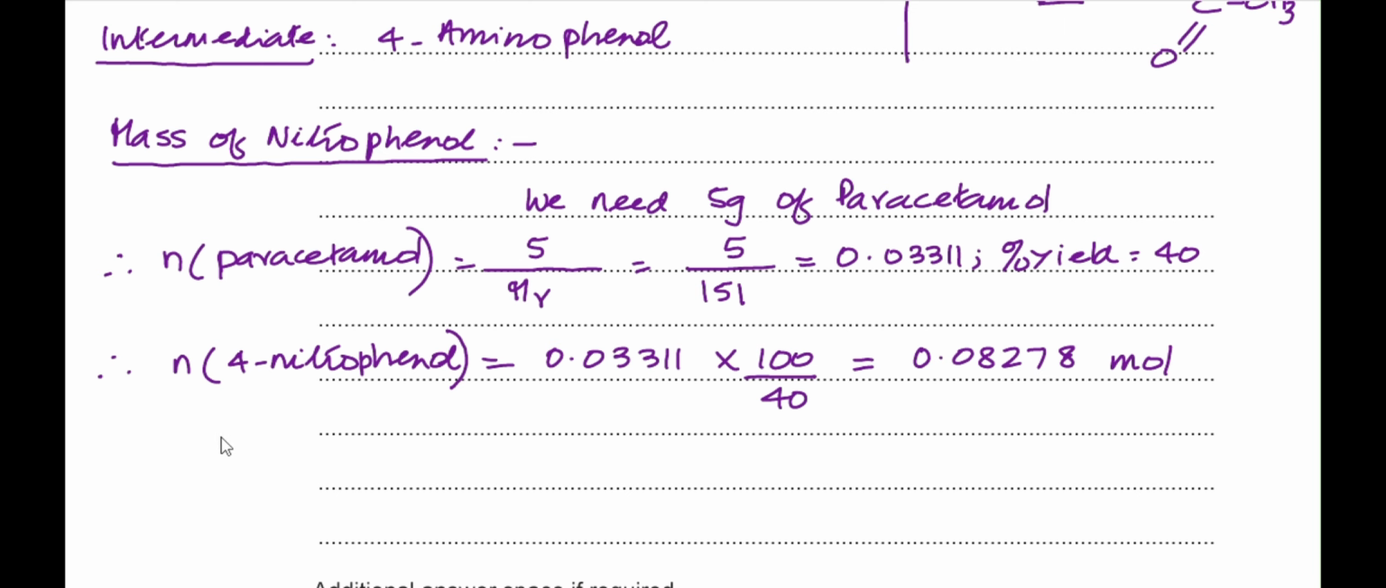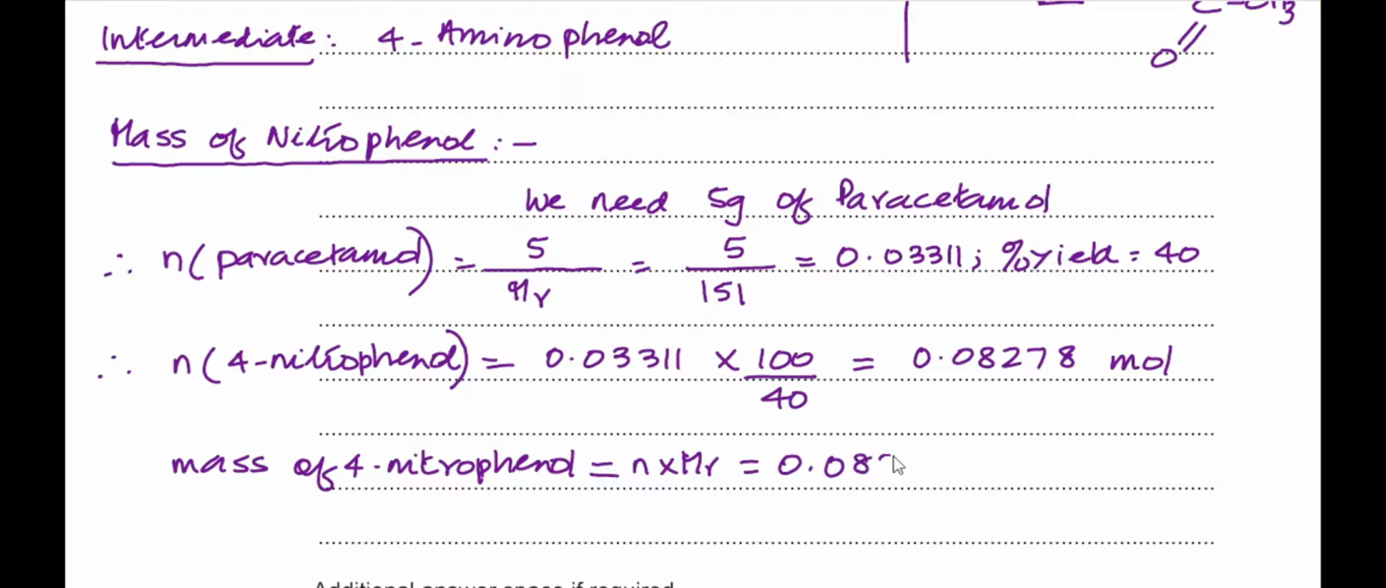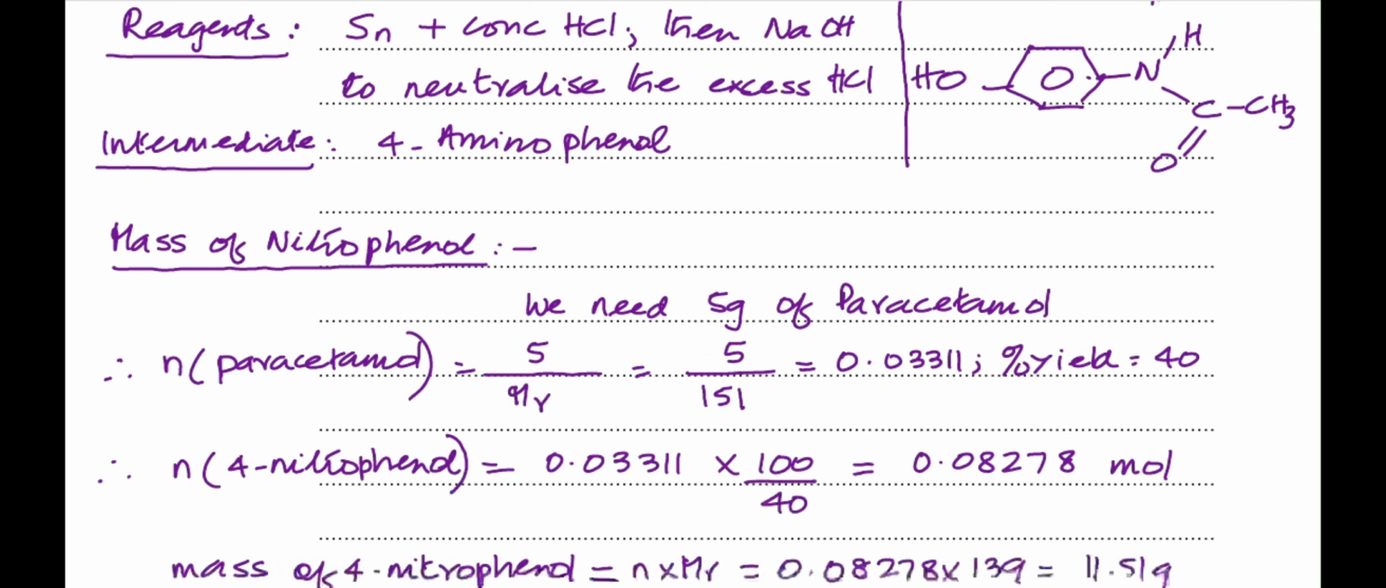Now let's convert that into mass. Therefore, mass of 4-nitrophenol is number of moles times MR. We already calculated the MR earlier, so 0.08278 times 139 gives 11.51 g. So far we have answered the reagents, the intermediate and the mass of nitrophenol.